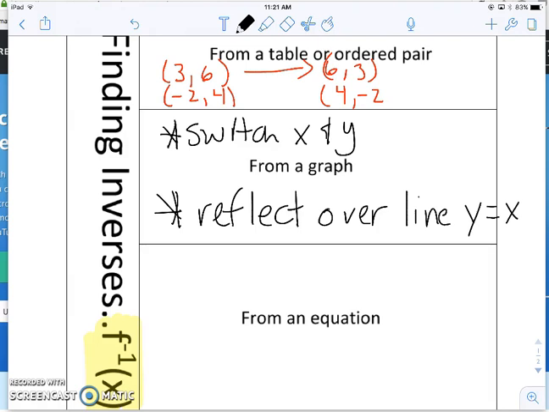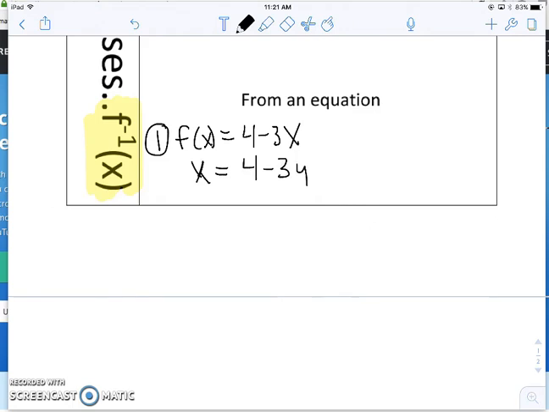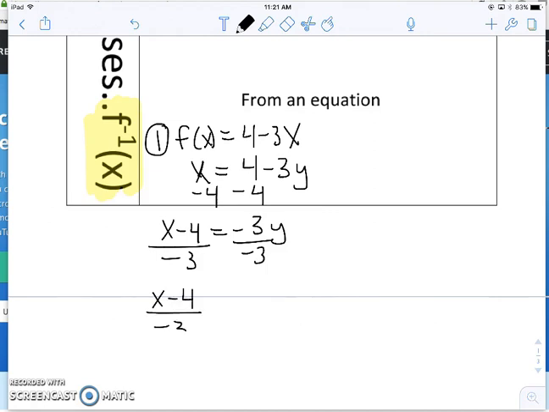Now if we had to find it from an equation, we're going to take a look at a couple of these here. So our first example, let's say I had f of x equals 4 minus 3x. Well, we know from before we have to switch x and y. So this f of x is usually the y. So this becomes x equals 4 minus 3y. And we're not going to leave it like that. We're going to solve for y. So minus 4 minus 4. So we end up with x minus 4 equals -3y. Divide by -3. So now we have (x minus 4) divided by -3 equals y, but we're going to use that inverse notation. So instead of y, we're going to write that that's our inverse there.